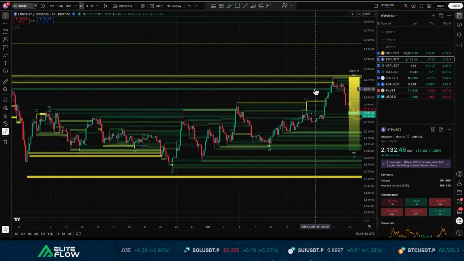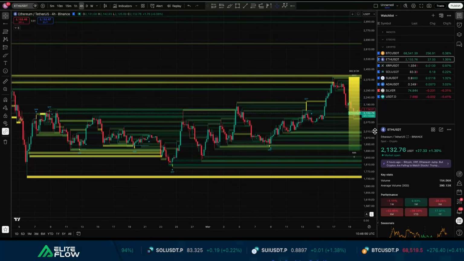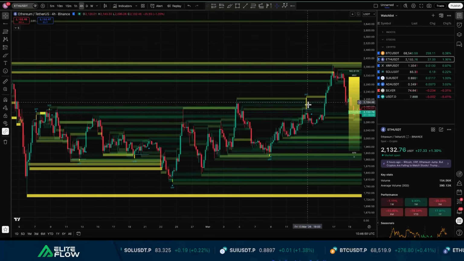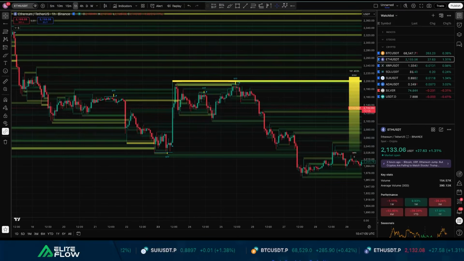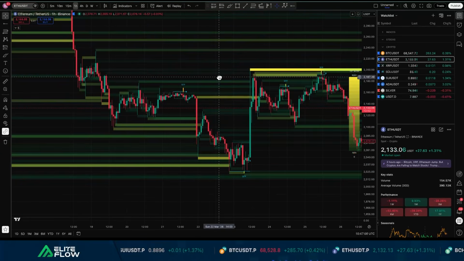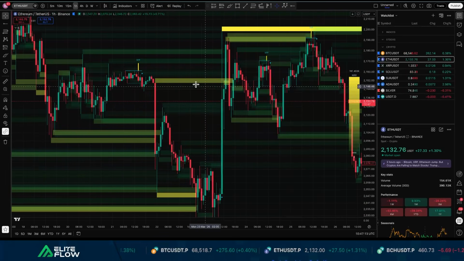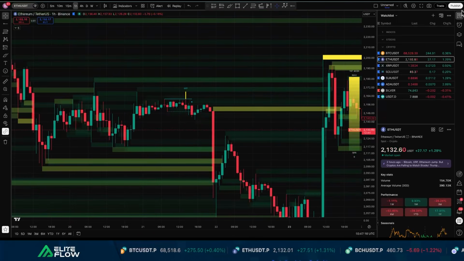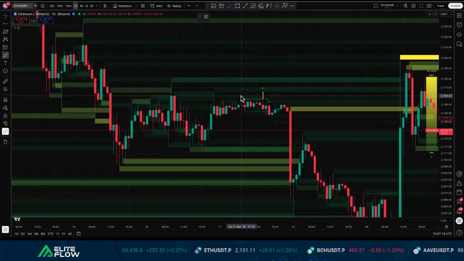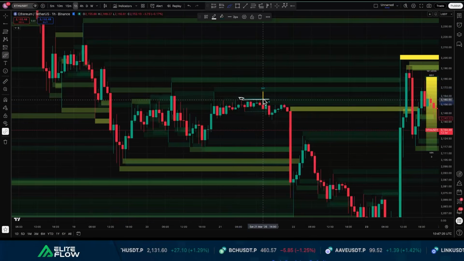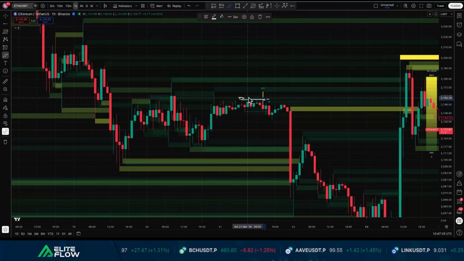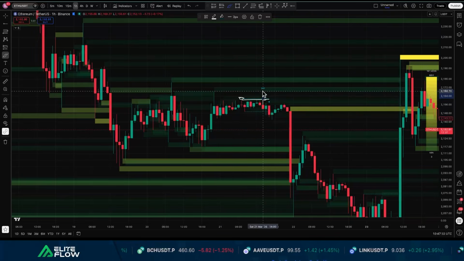Then another really important thing on this indicator that you can see are these little yellow wicks that say SFP. What are these? This is a calculation that the indicator does on its own. If I zoom in a little bit, you can see that this high was going up, it got very close to that other one there, and this wick went up, grabbed liquidity, and then it got absorbed down.